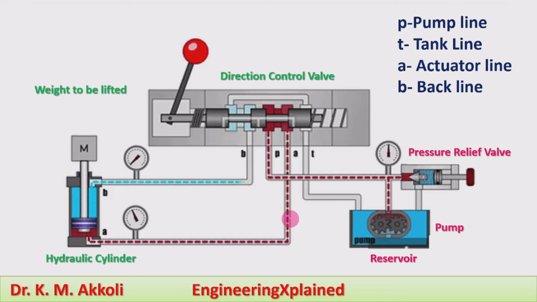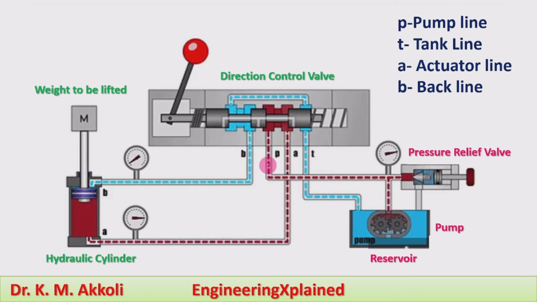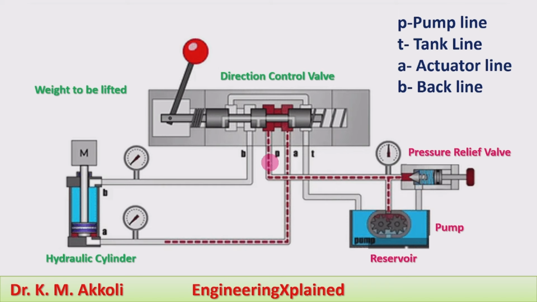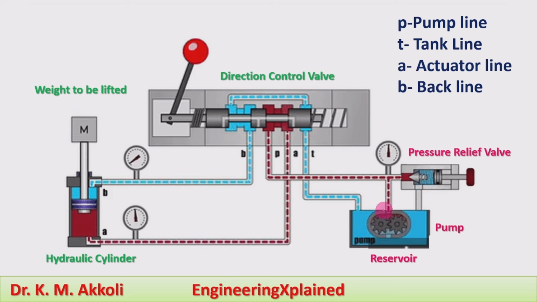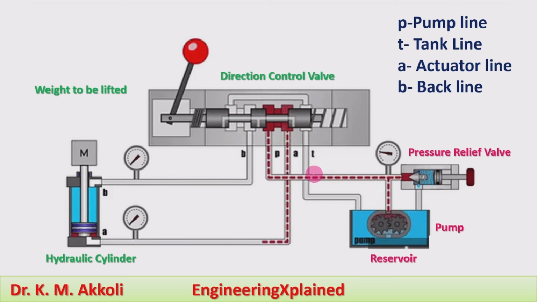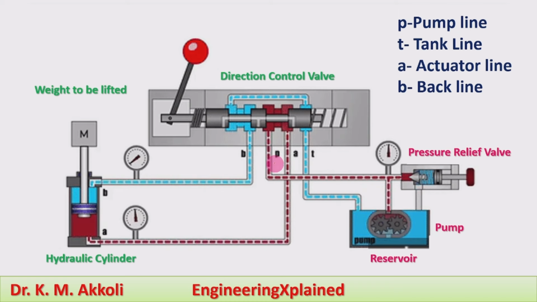Now we'll look at the different flow lines used in the hydraulic system. Names are given to these flow lines, and they are designated by those names. The first one is P, the pump line. The pump line means the line from the pump connected to the direction control valve.